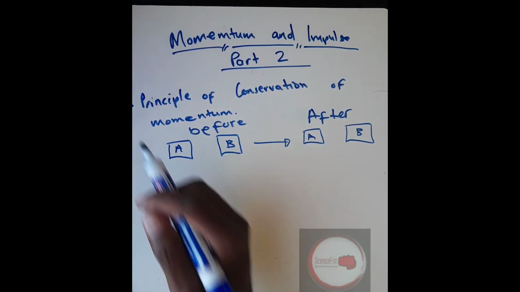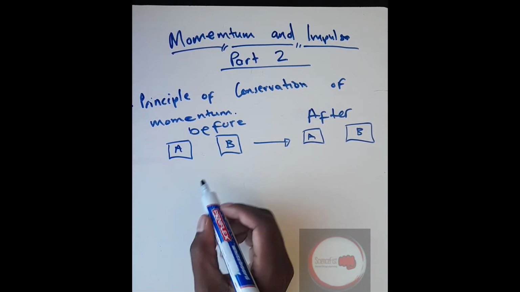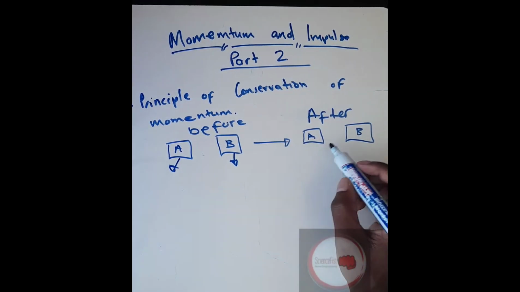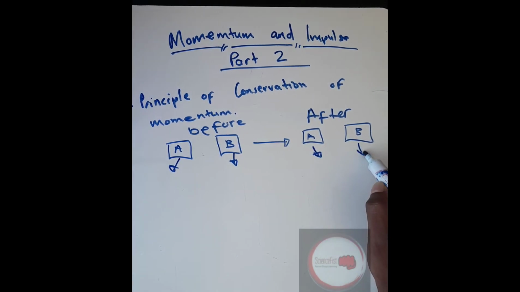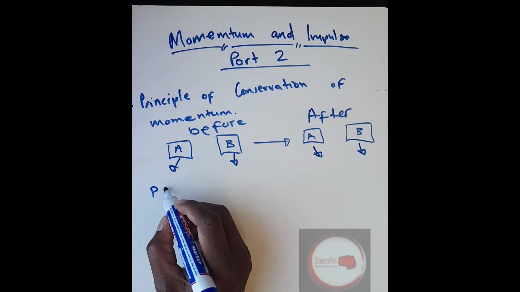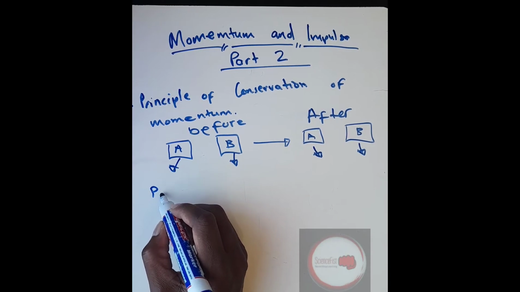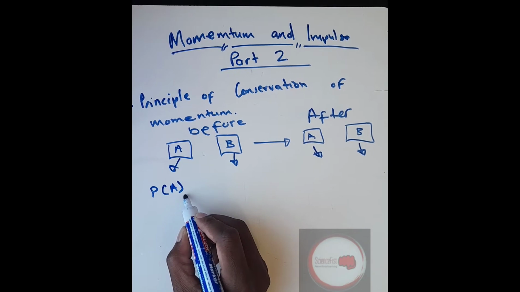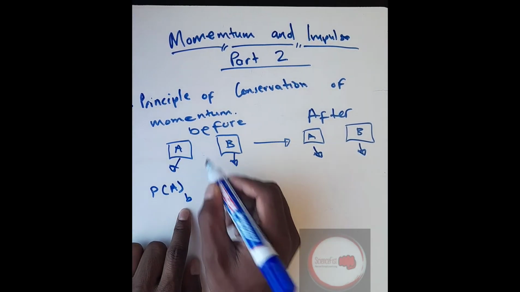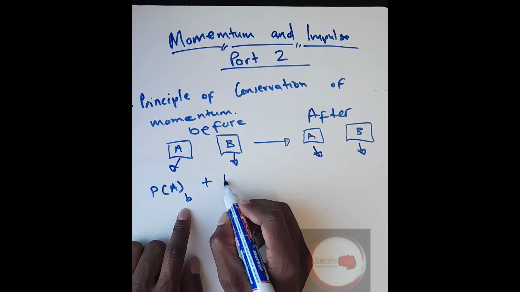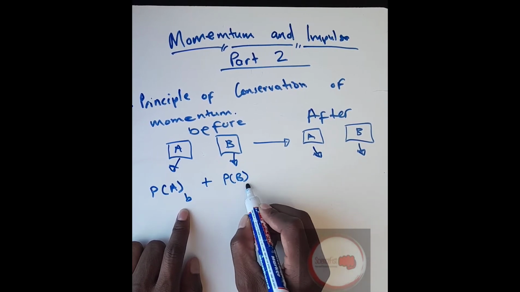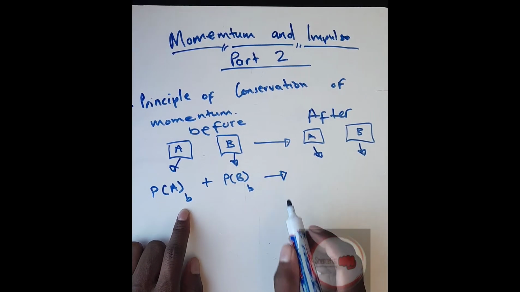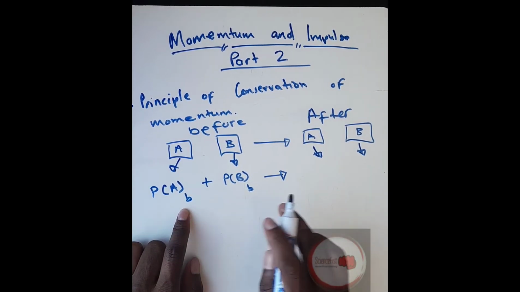So what actually happens is you have your momentum before, so this will have its own momentum, this will have its own momentum as well, this its own, that its own, okay? So then we have P of A, then you can write before, that's the B, plus P of B, then you write B. Can you see how neat this is? And it's actually easy to follow.